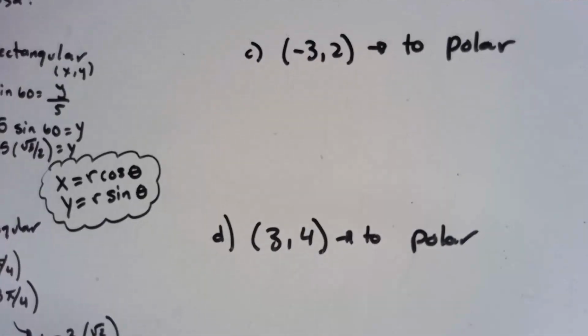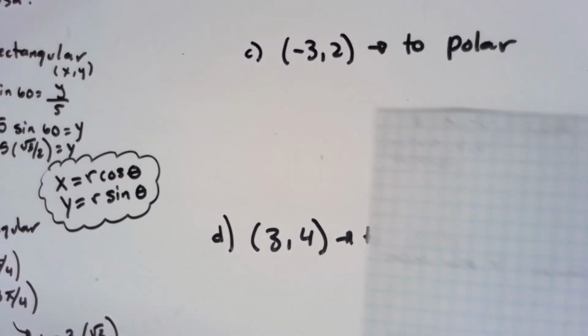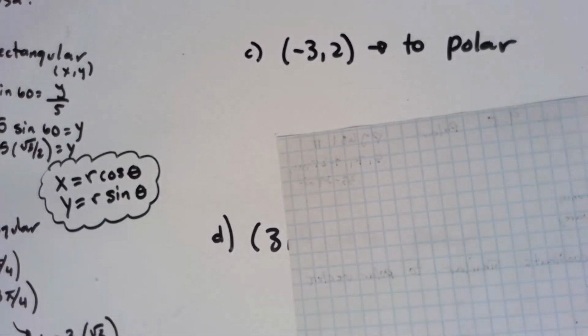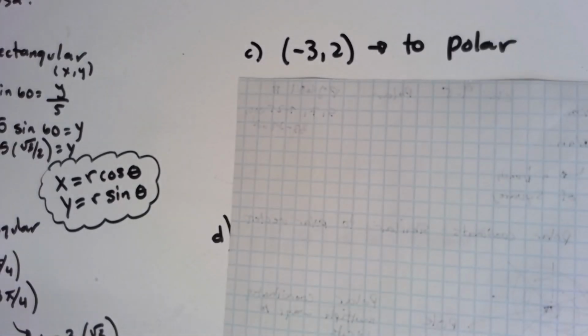Okay, we're going to change this to polar form. And I'm trying to see if I have any graph paper that I have not written on. Most of it I have written on, so you could just pretend you can't see anything behind that.